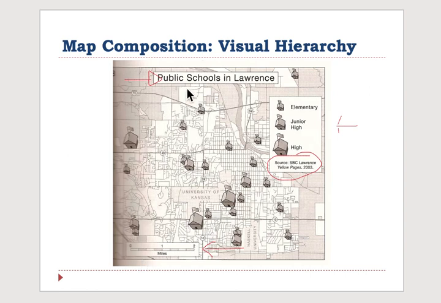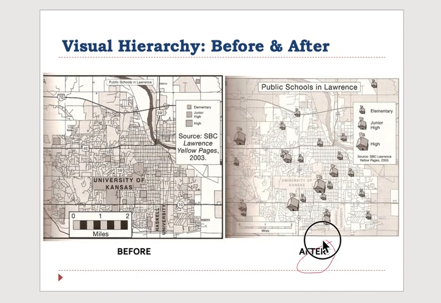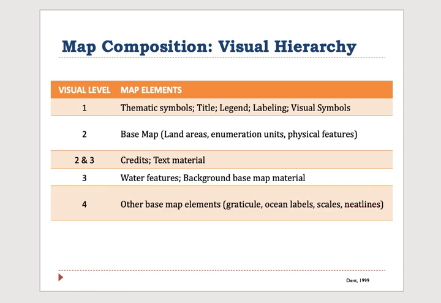So the main important things that we want to look at when we see our map, again, are the title: what is our map about, and what's the purpose of it? And then our legend. So the after is an improvement. For our visual hierarchy, it's important.